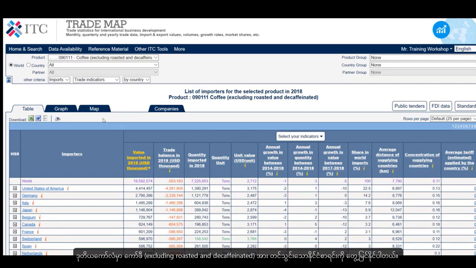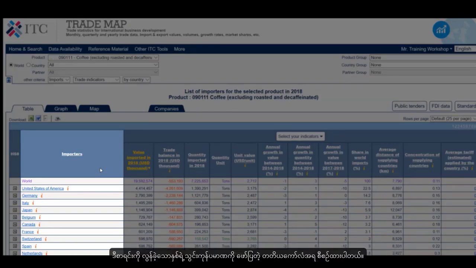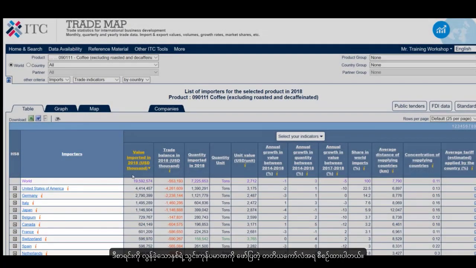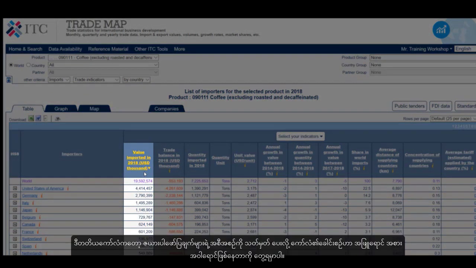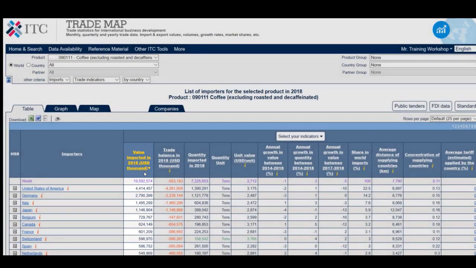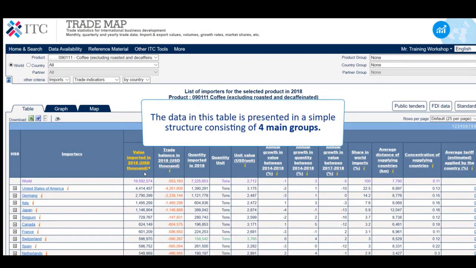We see that the next column contains the list of countries that import coffee, excluding roasted and decaffeinated. This list is sorted according to the third column, the value of imports in the most recent year. Because it determines the order of the table, the heading of that column is yellow instead of white. The data in this table is presented in a simple structure consisting of 4 main groups.